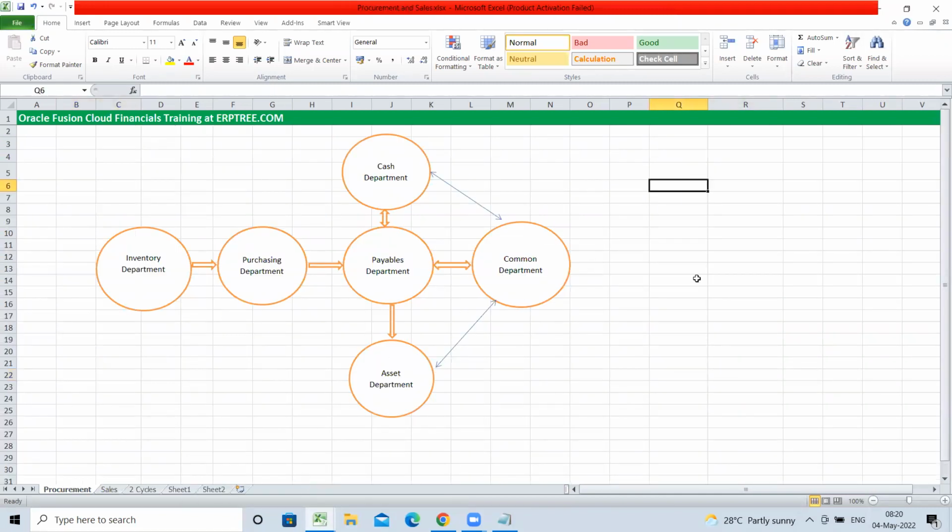So first, let's talk about the procurement process or purchasing process. These are the different departments that can be involved in the procurement process. Let's take a simple example. Say we got one order from one of our customers. The order is for 100 laptops.